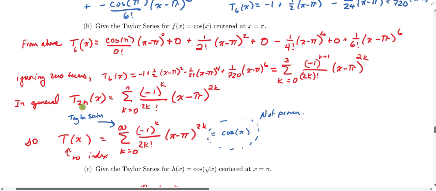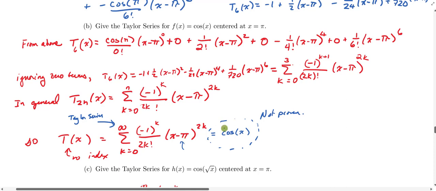So in general, for any even powered term, we can go ahead and give the Taylor polynomial this way. We wouldn't do it for an odd term because it would just be this plus 0. So this is our Taylor series for the cosine of x centered at x is equal to pi.